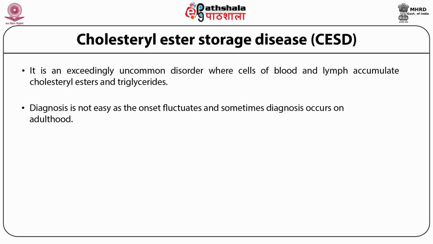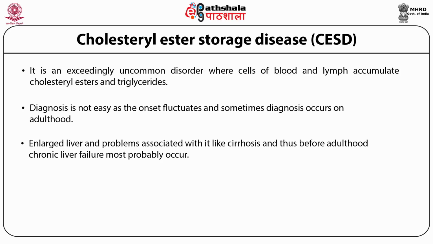The symptoms include the enlarged liver, and problems associated with it like cirrhosis, and thus before adulthood chronic liver failure most probably occurs. Jaundice as well as calcium deposits occur in the adrenal glands.